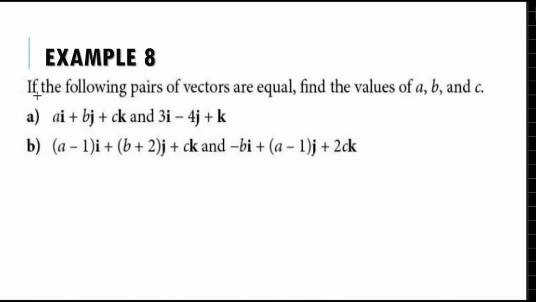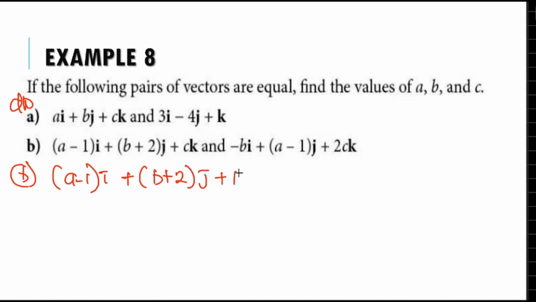Right guys, so example 8: if the following pairs of vectors are equal, find the values of a, b, and c. So we can use equality in terms of components to solve problems. I'm going to be doing only one, so solve the first one as classwork. Let's do B. If they are equal, then we have (a minus 1)i plus (b minus 2)j plus ck equals minus bi plus (a minus 1)j plus 2ck.